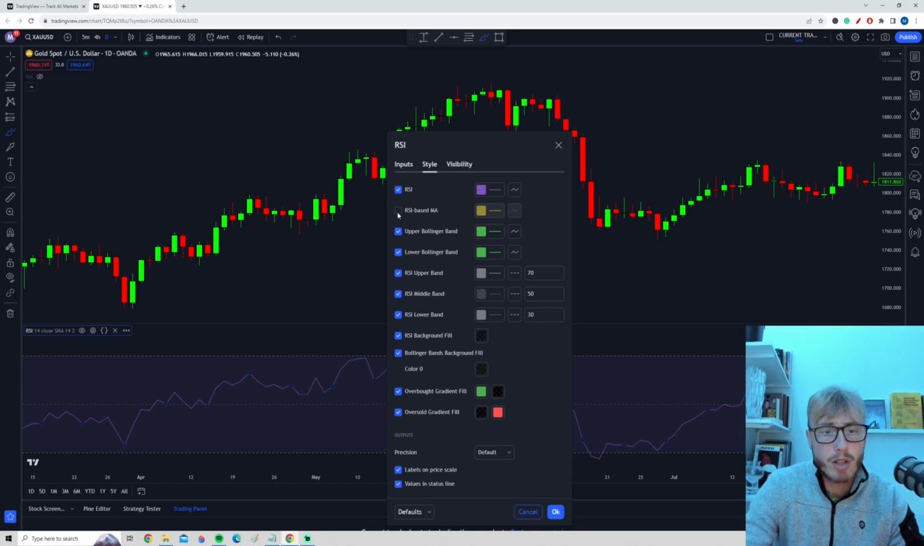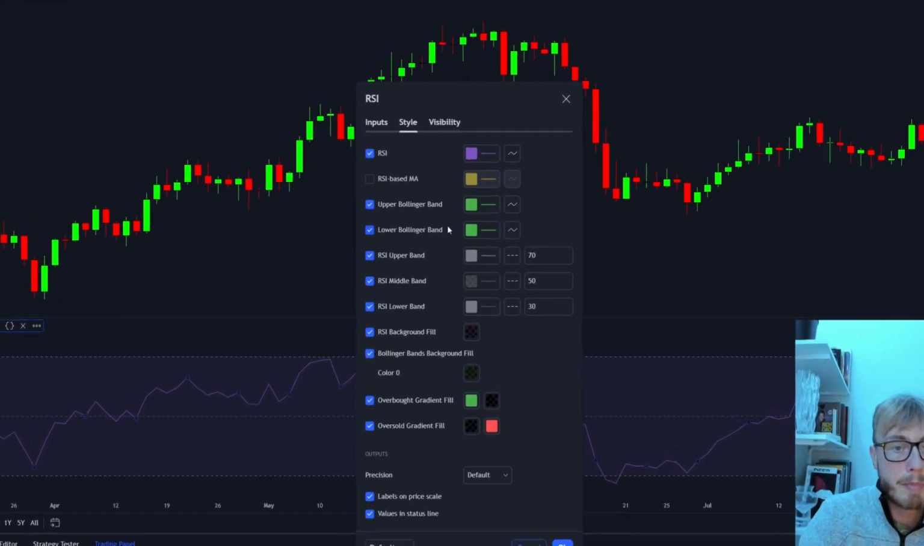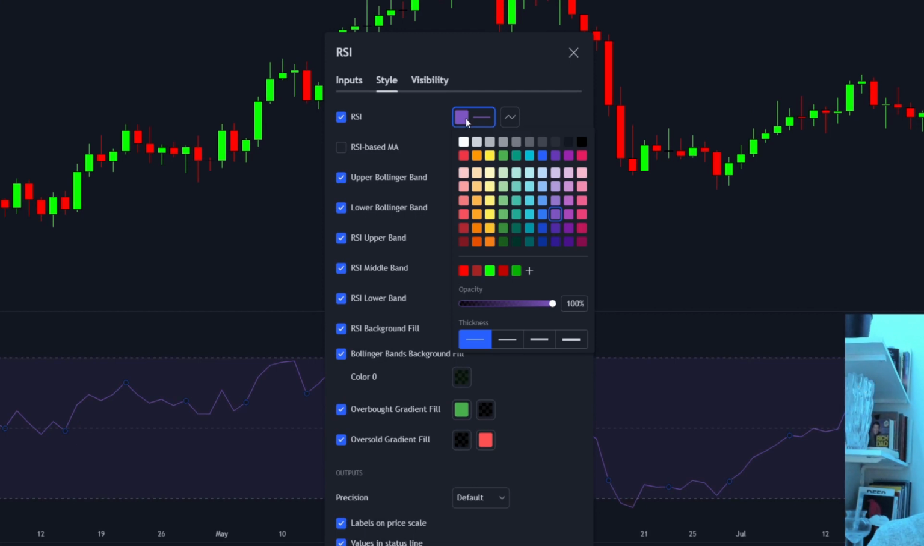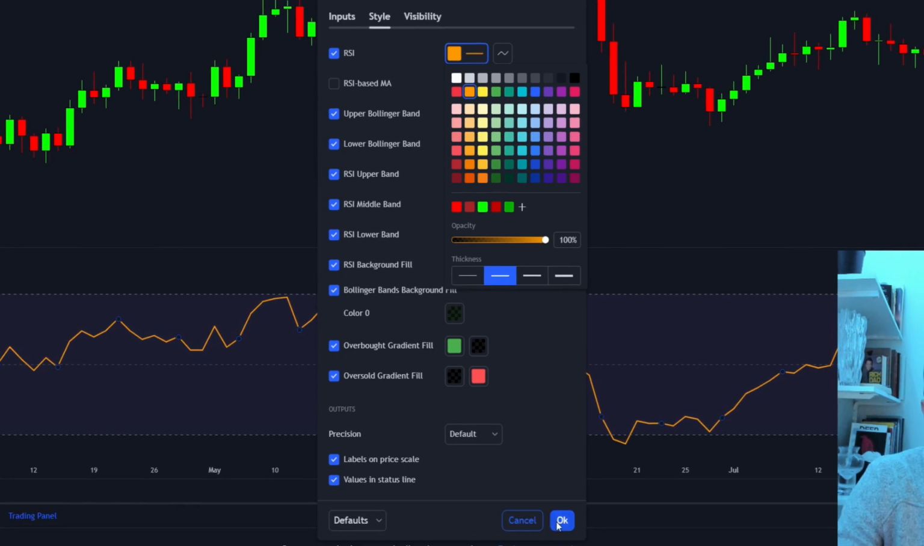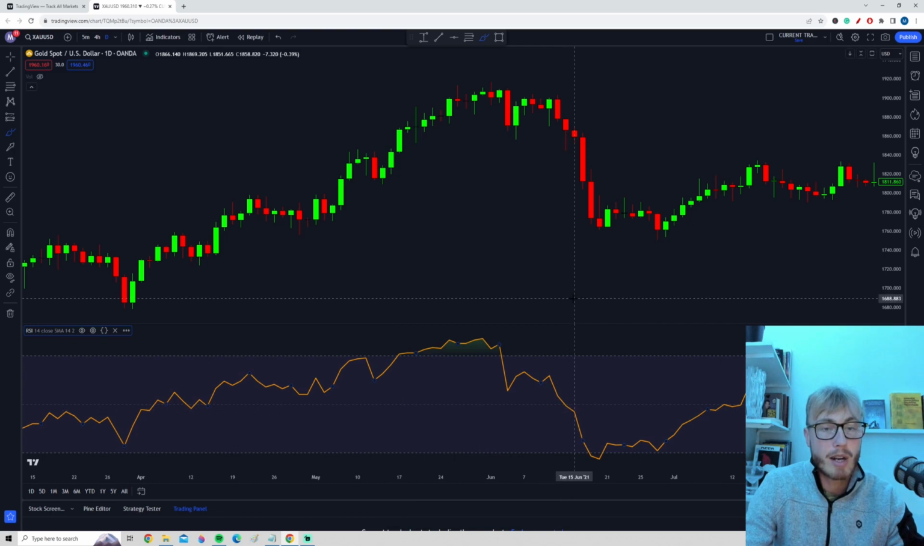So you want to make sure to uncheck the moving average. For me personally, I usually also want to change the color of the line to orange. I think that one is the most visually appealing. And I also increase the thickness by a tiny bit. When we're done with this, we press OK and we are ready for our strategy.